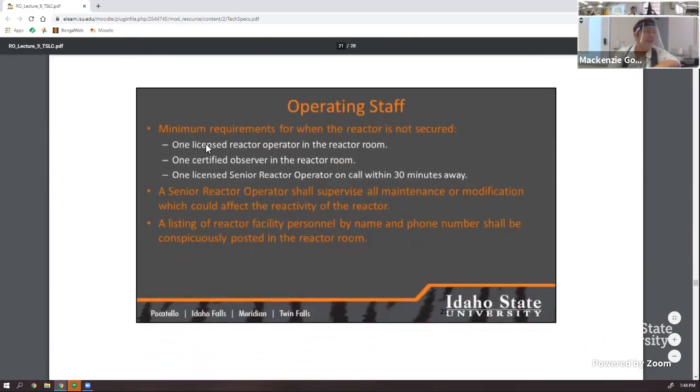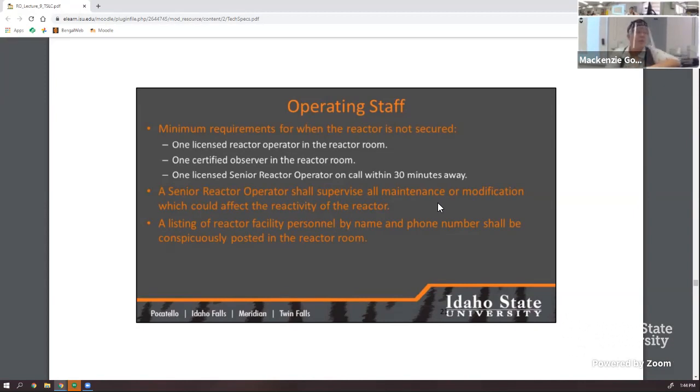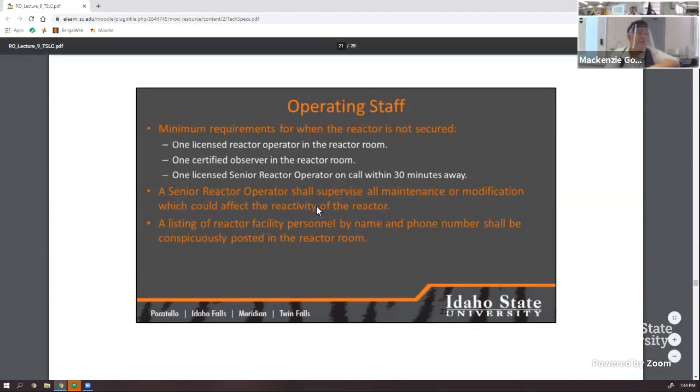Okay, minimum requirements for staffing: 1 licensed reactor operator in the room, 1 certified observer in the room, and an SRO on call within 30 minutes. A SRO will supervise all maintenance. Okay, so an RO can't do any maintenance without an SRO supervising, or any modifications that affect the reactivity of the reactor. Okay.